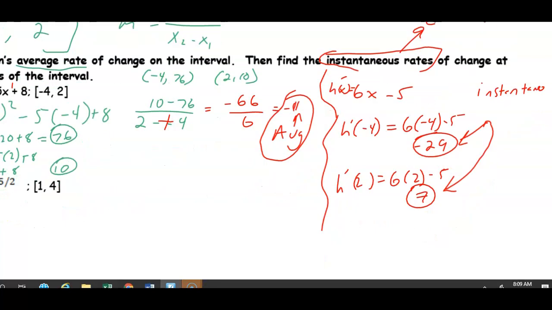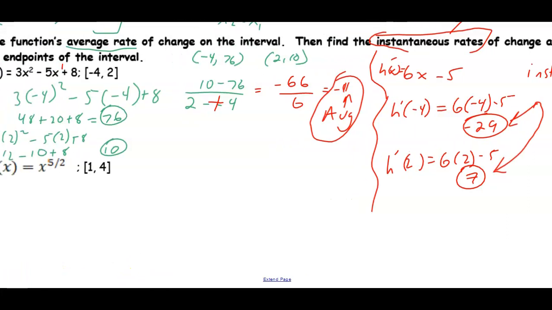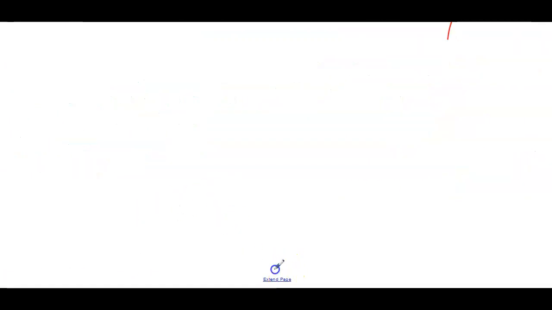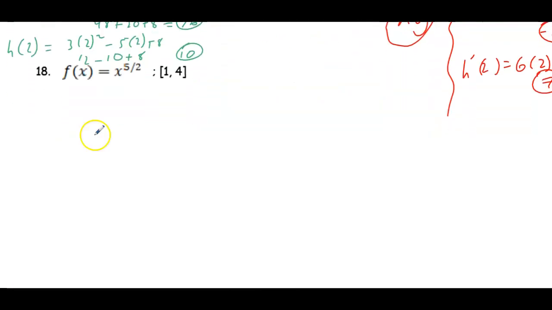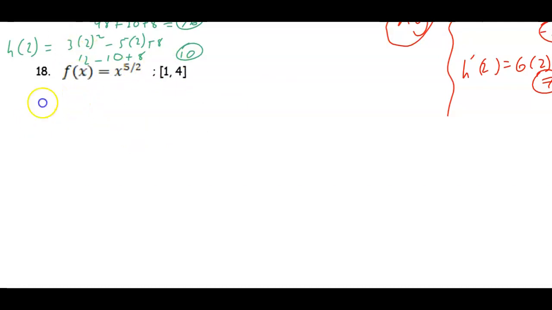All right. Okay. One more problem. Last problem. Again, to find the average rate, remember first you're going to plug in your value. So we have, whoa, where you going? You have f of 1. That's your start. That's where you end. So 1 to the 5 halves is still 1. And then we have f of 4. Oops, f of 4 equals 4 to the 5 halves.